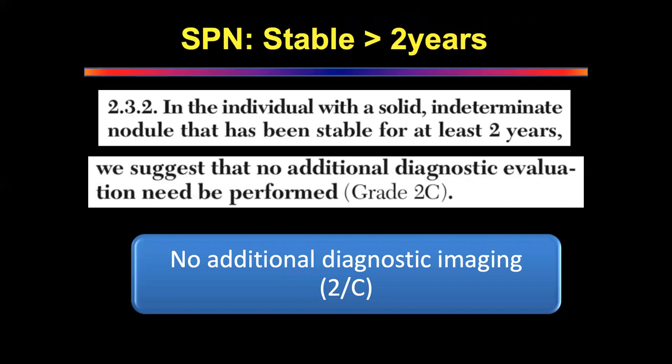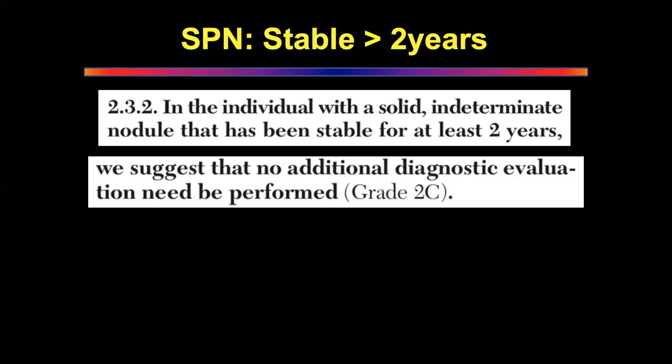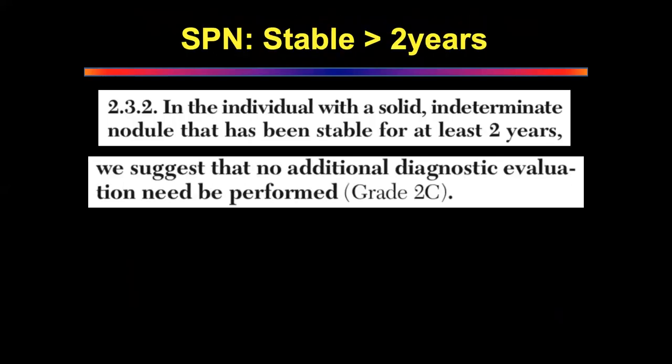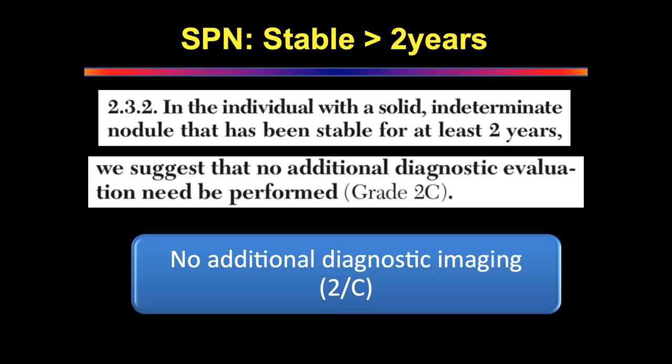So that's the second guideline. Now, the things in blue are very important. You must get this in your brain. The first one is prior imaging. Very, very important. If it's stable for more than 2 years, no additional imaging. That is part of the guideline, no additional imaging.